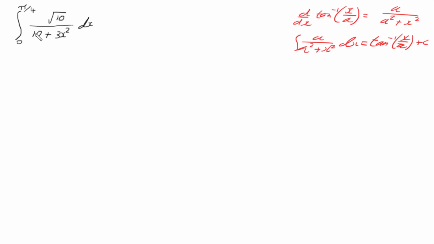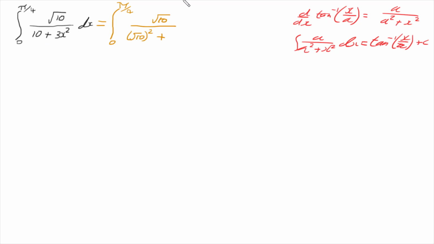So this doesn't quite look like this yet because I've got square root of 10, 10 and 3x squared. It's not quite number squared plus x squared. But we can fiddle with it and make it look like that. Because what we can do is rewrite some of those terms on the denominator. I can't really do much about the root 10. But the 10, well, we can rewrite that as root 10 squared. Because root 10 squared is still 10.